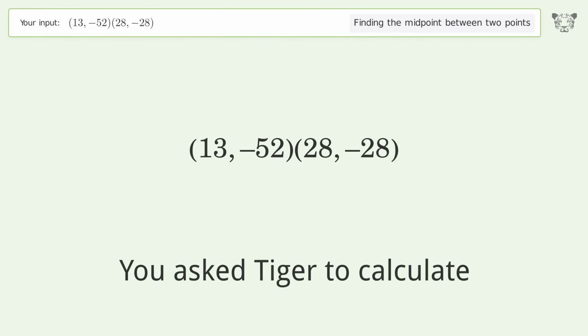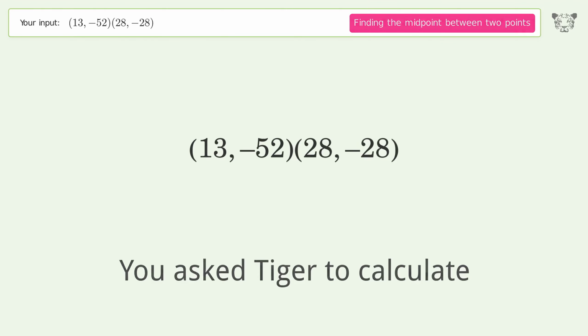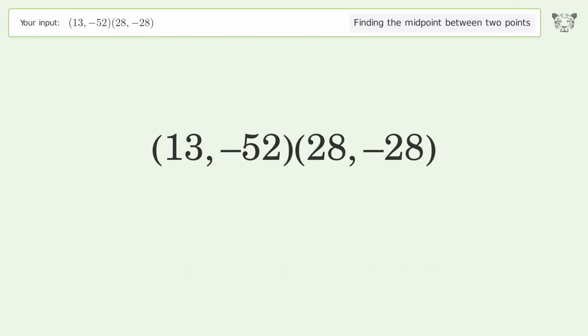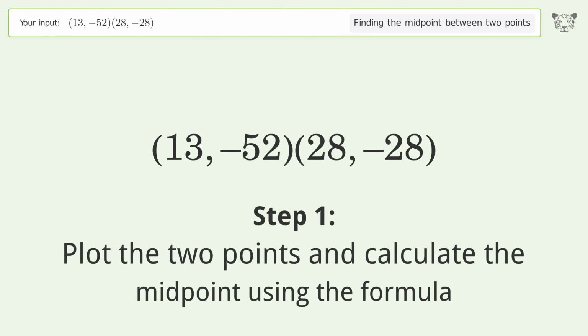You ask Tiger to calculate. This deals with finding the midpoint between 2 points. The midpoint between the 2 points is 20.5, -40. Let's solve it step by step. Plot the 2 points and calculate the midpoint using the formula.